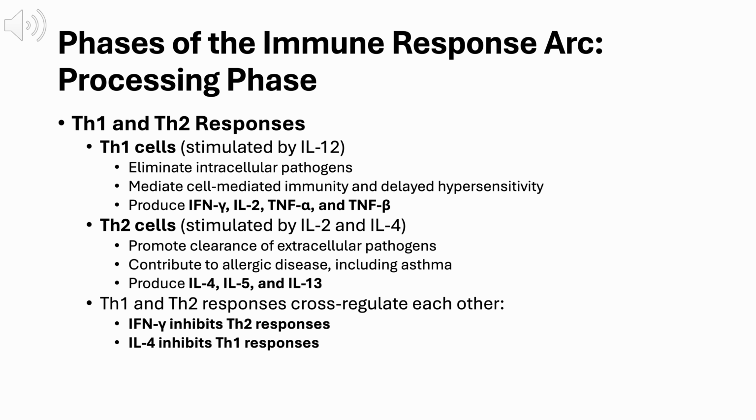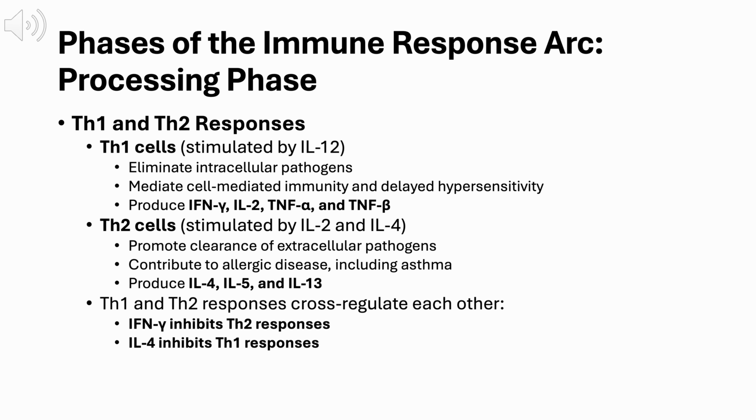Th2 cells, by contrast, are stimulated by IL-2 and IL-4, and they specialize in clearing extracellular pathogens, but they also drive allergic disease, including asthma. Their signature cytokines are IL-4, IL-5, and IL-13. Now here's the elegant part. Th1 and Th2 cross-regulate each other.